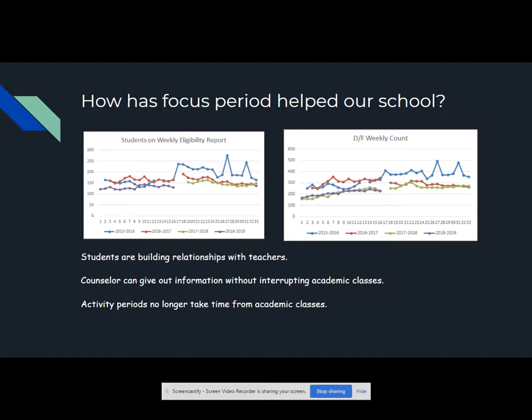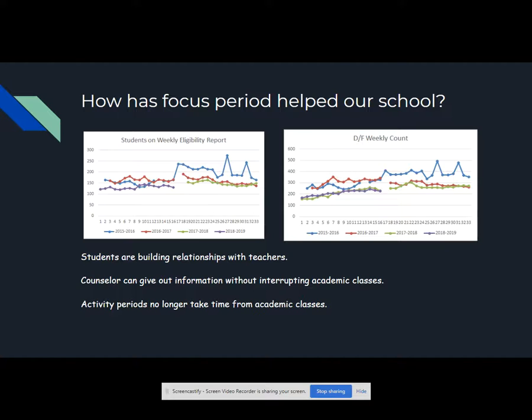But then second semester, we saw something really interesting happen. And what we saw happen is we didn't have the big change between semesters. We were able to keep that weekly eligibility report kind of at the same levels that we saw first semester, and we were also able to keep the D's and F's down.